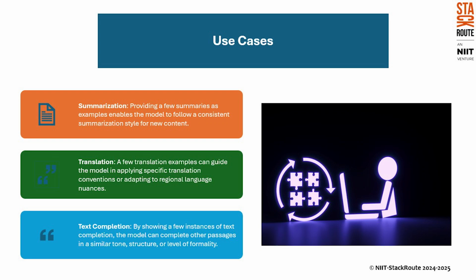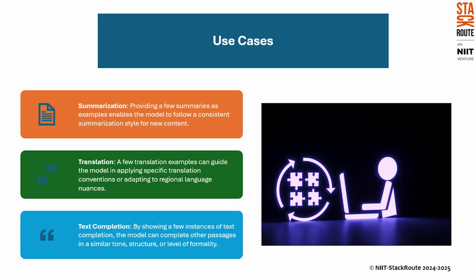Now, let's look at some common use cases for few-shot prompting. First is summarization. Giving a few summary examples helps the model follow a consistent style for summarizing new content. Next is translation. A few examples can guide the model to apply specific translation conventions or even regional language nuances. And lastly, text completion. By showing a few instances of text completion, the model can finish other passages in a similar tone, structure, or level of formality.